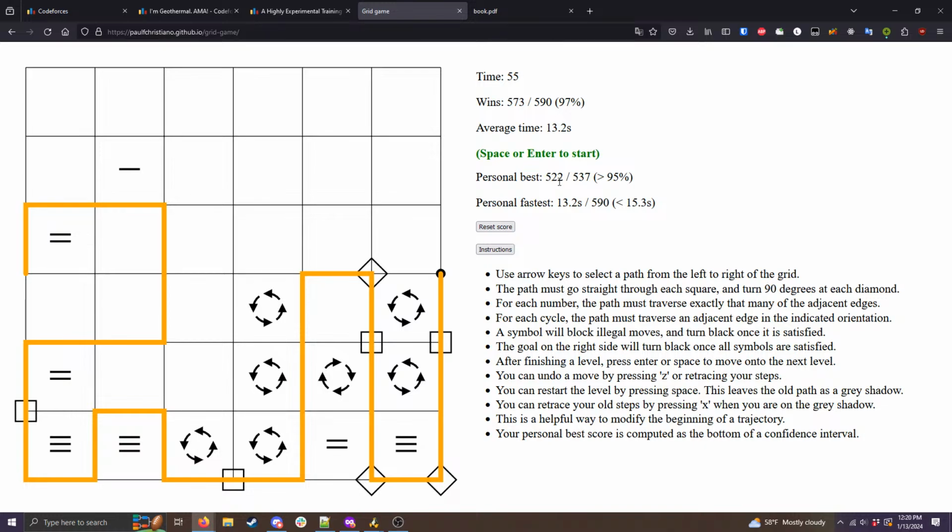And the nice thing about this system is that even if you win your first game and you have a 100% win rate, the confidence interval will still have a pretty low bound, because you could get lucky and win one game even if you only have, say, a 10% win rate.